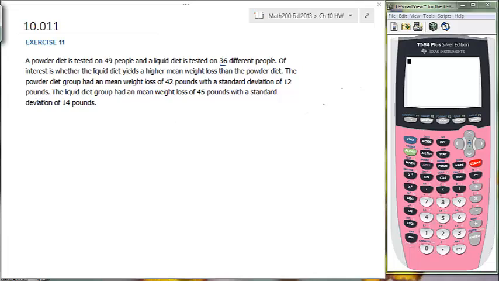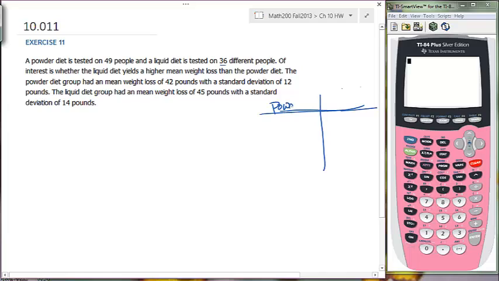So it looks like we're going to have to deal with two samples here. And so let's make a chart for two samples. We are looking at the powder diet and the liquid diet. So let's label these powder and liquid. And just for simplicity's sake and also for a calculator, it would be good if we just label these 1 and 2. So powder came first. I'm going to label that 1 and liquid label that 2.